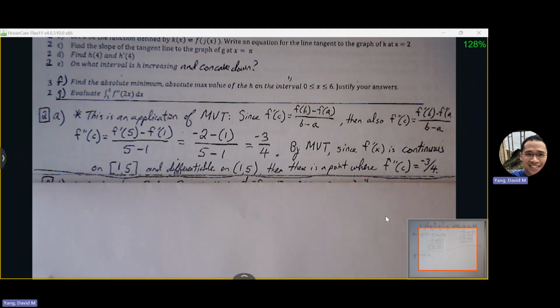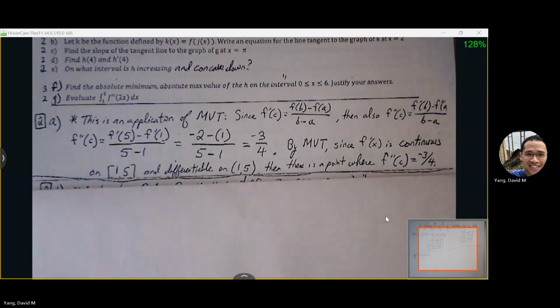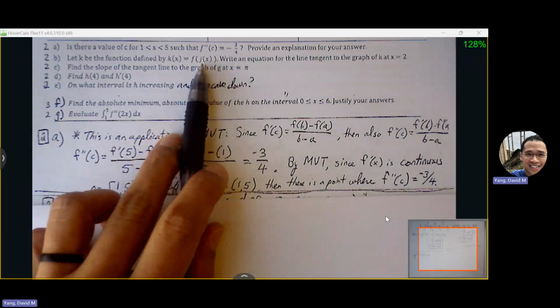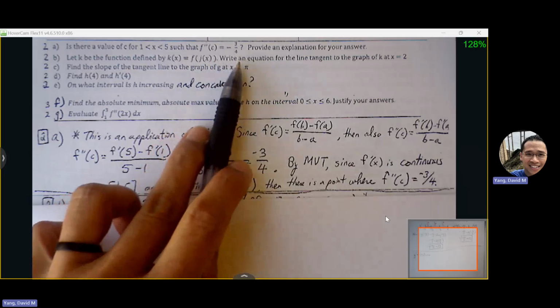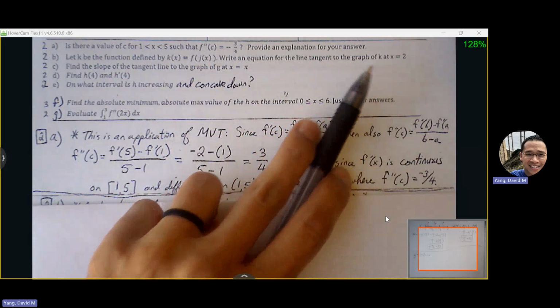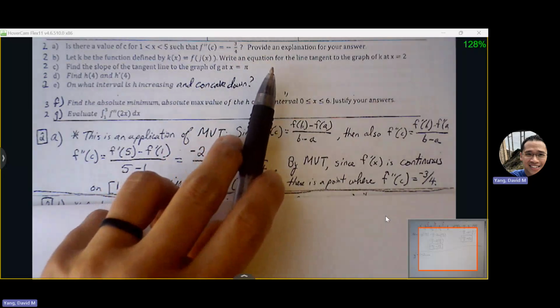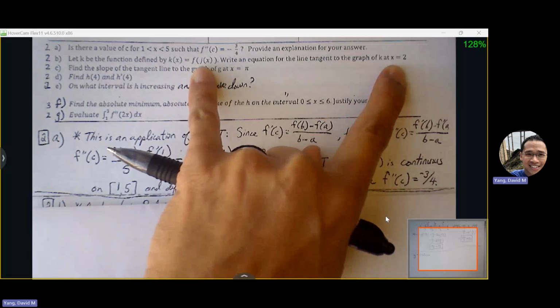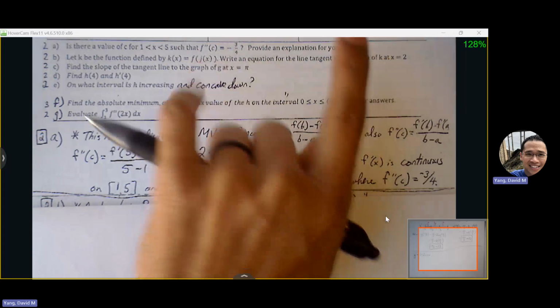Okay. Part B. Let K be the function defined by K of X equals F of J of X. So this is a composite function here, function within a function. Write an equation for the line tangent to the graph of K at X equals 2. So to find a tangent line equation, we need an ordered pair and we need a slope. So we can plug in 2 for X, and use a combination of the table and the function J of X to help us get to our ordered pair. And then to get to our slope, we've got to get to our derivative.